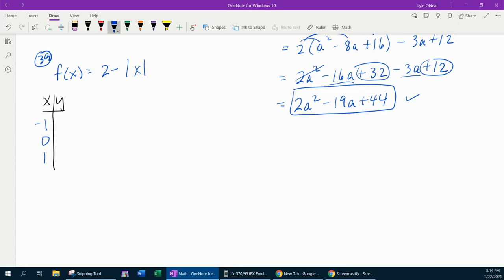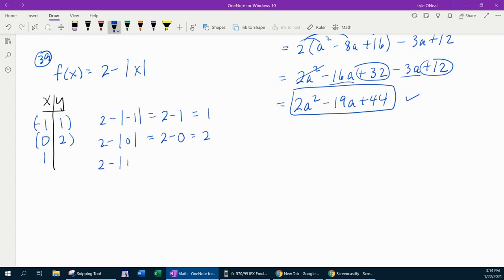Now, doing the work. First, we're going to plug in -1. The absolute value of -1 is 1, and 2 minus 1 is 1. And there's our first ordered pair. Next, 2 minus the absolute value of 0. Well, the absolute value of 0 is 0. 2 minus 0 is 2. And there's our vertex. That's our second point.